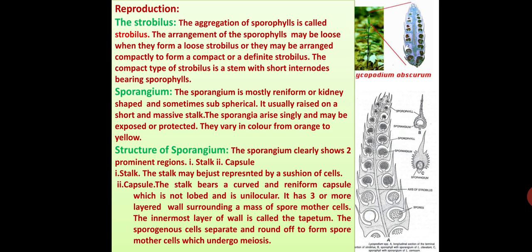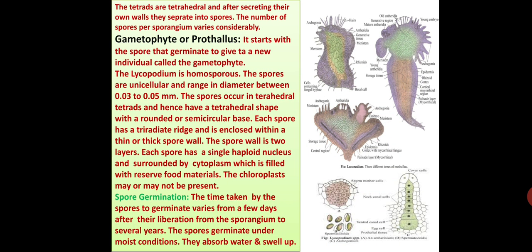The stalk may be represented just by a cushion of cells. Next, we discuss the capsule. The stalk bears a curved and reniform capsule, which is not lobed and is unilocular. It has three or more layered walls surrounding a mass of spore mother cells. The innermost layer of the wall is called the tapetum. The sporogenous cells separate and round off as spore mother cells, which undergo meiosis to produce tetrads.